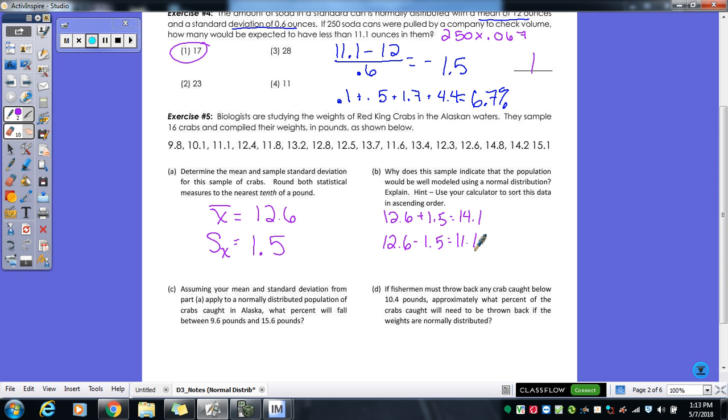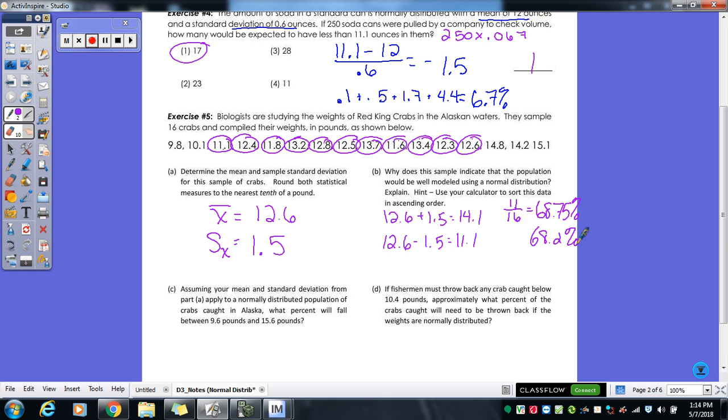So let's figure out how many crabs are between 11.1 and 14.1, including those numbers if they're there. We'll just circle the ones that are in between those. There's 1, 2, 3, 4, 5, 6, 7, 8, 9, 10, 11 out of the 16. What is that as a percent? 11 out of 16 as a percent is 68.75%. Just round up. So on our normal distribution, one standard deviation we found on the front to be 68.2.